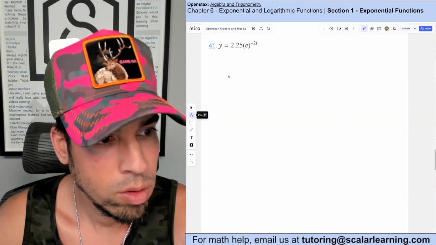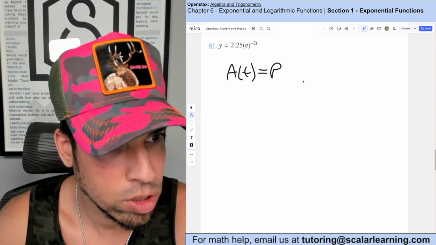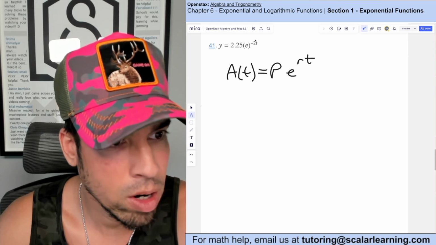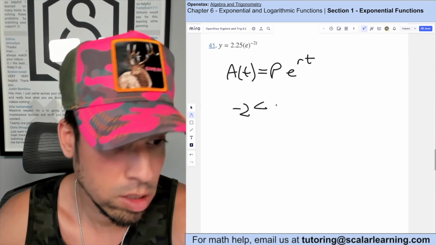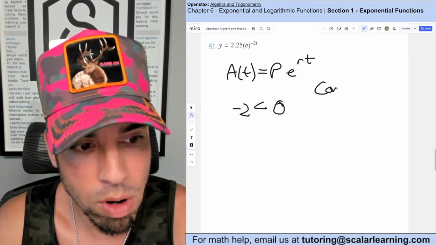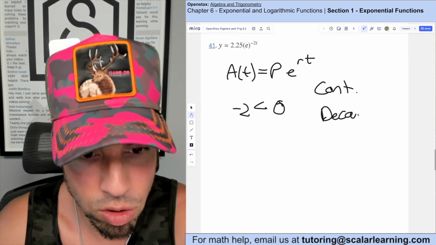For this one, once again, we have this nice format of A sub t equals principal, which is the 2.25, times e to the rt. And here, my r value is -2. So since -2 is, as we said, negative or less than 0, this is continuous. However, because it's negative, this is continuous decay. So that's how you do it.